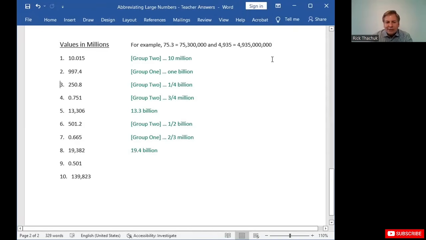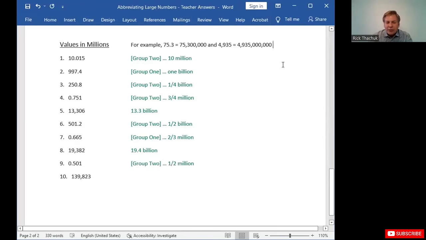The next one, number 9, 0.501 million. In expanded format, that's 501,000. Well, 501,000, that's just over 500,000, which we know is 500,000. So I will refer to this number as being just over 500,000. Anything from group 2 and then 500,000.